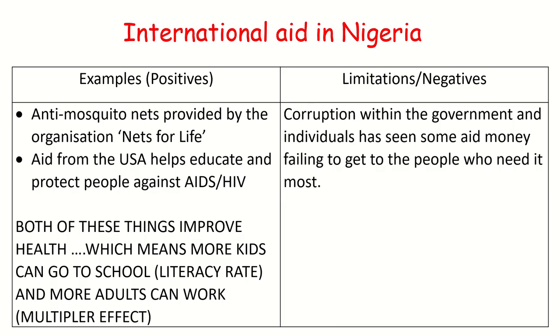However, aid in Nigeria is a little bit of a touchy topic because, unfortunately, corruption, which is an economic factor, by the way, an economic cause of uneven development, is still very, very high in Nigeria. And unfortunately, that aid money has not been getting to the people who need it most on lots of occasions.